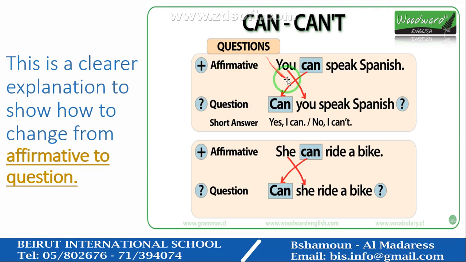As you can notice, all what they did, instead of having you can speak Spanish, they flipped can before you, and it turned to be can you speak Spanish? Yes, no question. So short answer, yes I can, no I can't. Affirmative, she can ride a bike. We change it into question by putting the can before the she. Can she ride a bike? Also, it must have a short answer, yes she can, or no she can't.